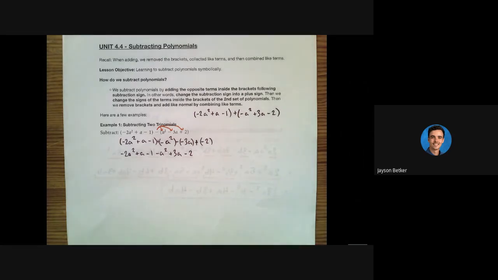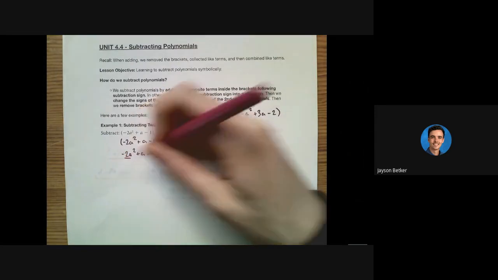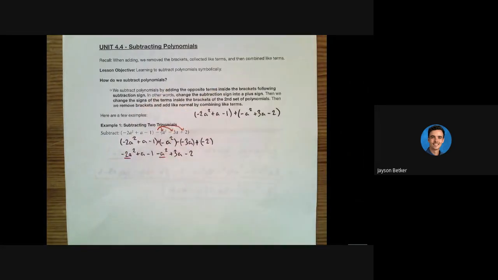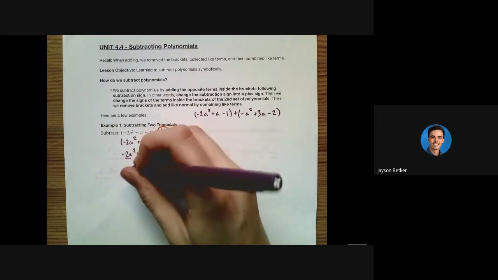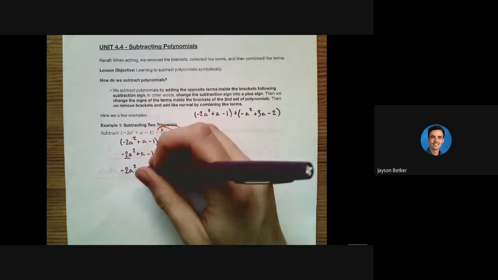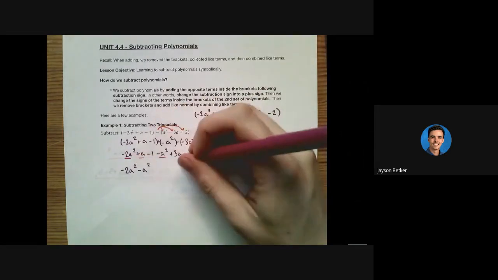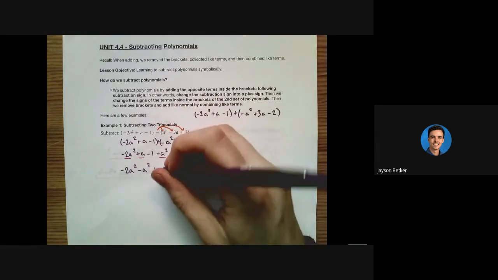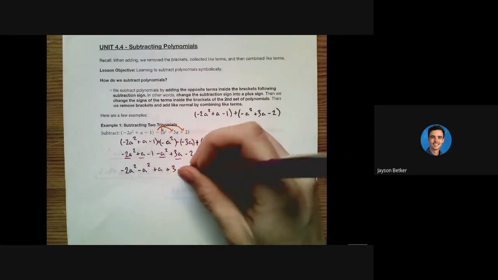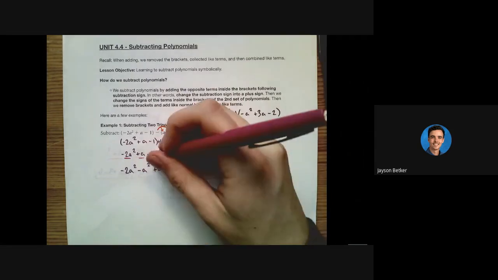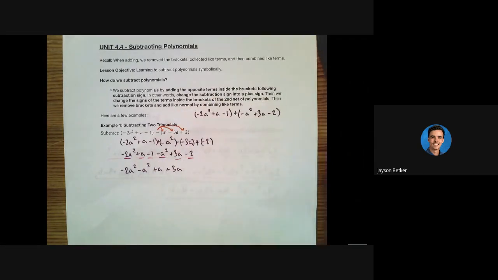Whichever way you feel more comfortable, that's how you can do it. But the next step is to combine the like terms. So the a squareds come together, negative 2a squared and negative a squared, and then the a's come together, plus a and plus 3a, and then the numbers at the end, negative 1 and negative 2.